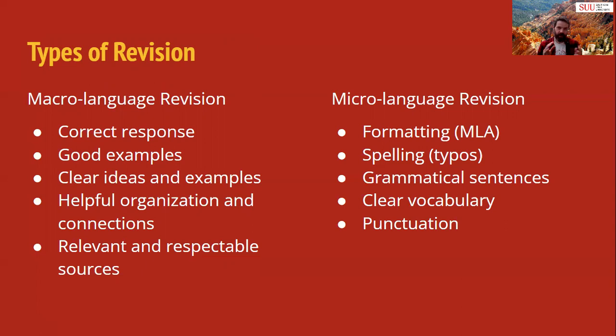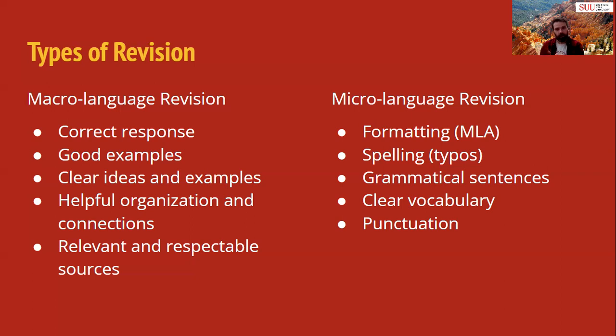So in contrast to that, the micro revision is really looking at small things. One of those things might be looking at your formatting. Do you have page numbers? Is your name on the page? Have you indented your paragraphs? Do you have the correct line spacing? Are you following MLA format? It might also look at, do you have any spelling errors? Sometimes we call those typos in English because you accidentally typed the wrong letter.